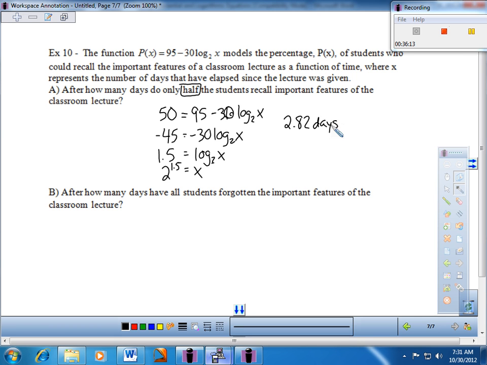After how many days have all the students forgotten the important features of the classroom lecture? So this is a memory model basically, and if everybody's forgotten, 0% have remembered the important feature. So it would be 0 equals, I did it again, 30 instead of 3. So log base 2 of x. Hey everyone, I'm going to ask you to do this one. Pause the video there, bring that 95 on over, divide by the negative 30, and do what you're supposed to do to free up that variable as the input of the logarithm, and solve. Pause the video, please, and then I'll write the answer up.